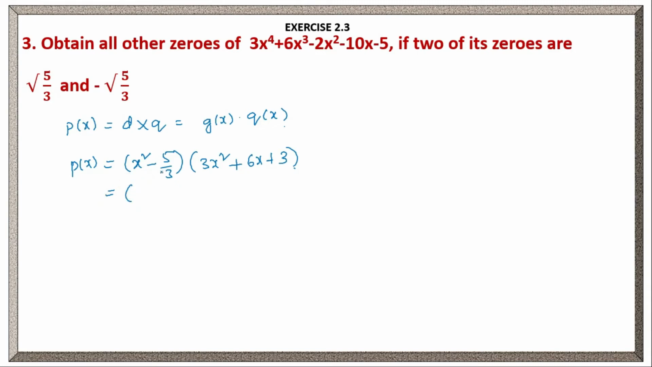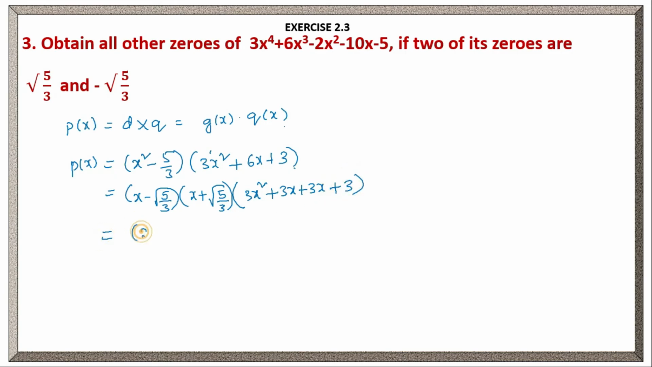Now I want to find all the 4 factors of the given polynomial so that I will get all the 4 zeros. So here we can write x square minus 5 by 3 as x minus root 5 by 3 into x plus root 5 by 3. Clear? Now let us factorize this quadratic polynomial. How can we factorize? In the place of 6x I can write 3x plus 3x, which will satisfy the product of first and last term.